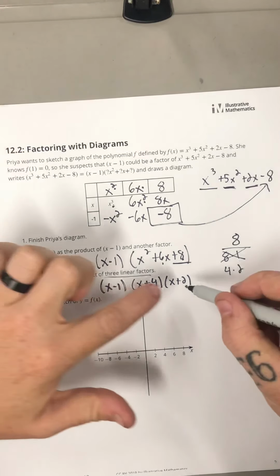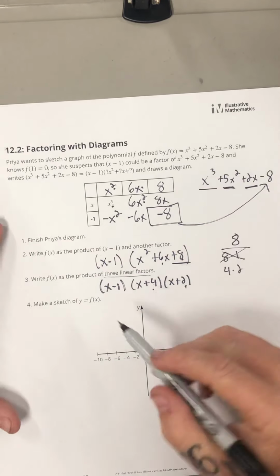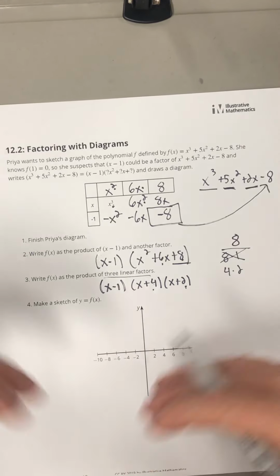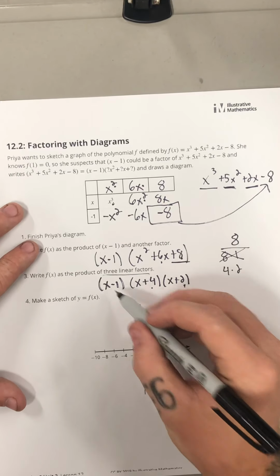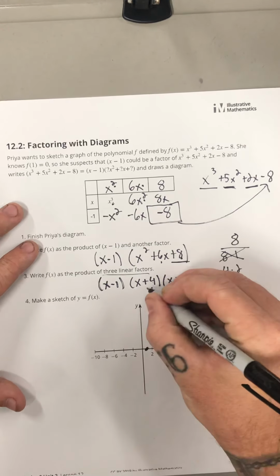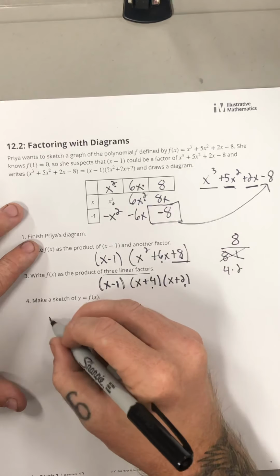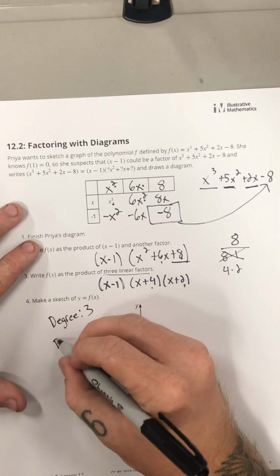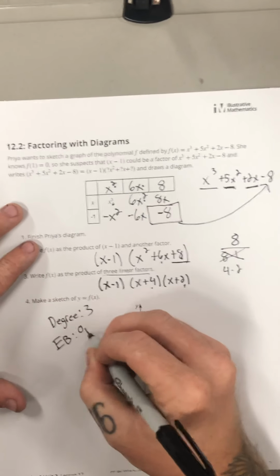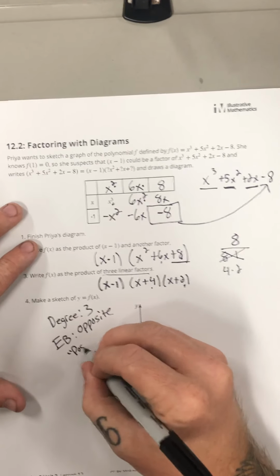All right? But now you have factored form. You have 3 factors with a degree of 3. So when they say make a sketch, now we're going to use all of our notes from the previous week. I'm just going to graph each one of these. So I have an x-intercept at positive 1, negative 4, negative 2. It has a degree of 3, which means our end behavior is opposite, and this is a positive graph.